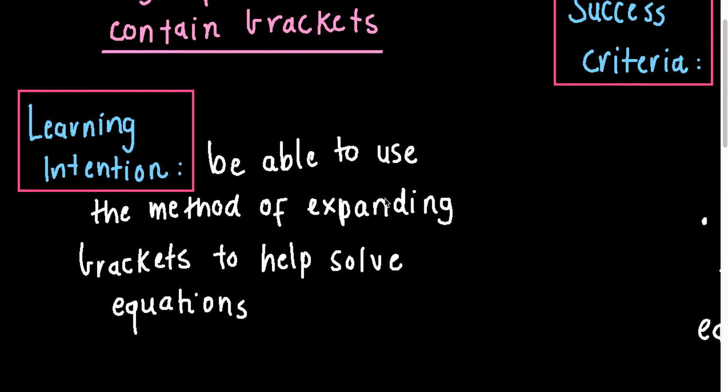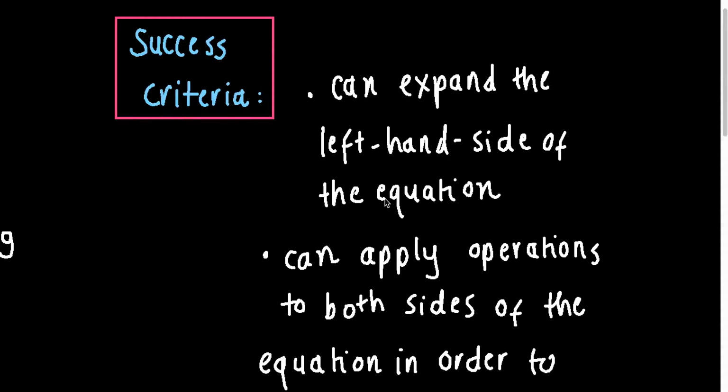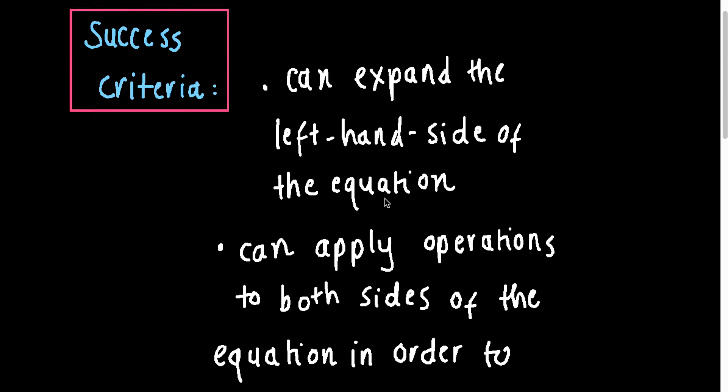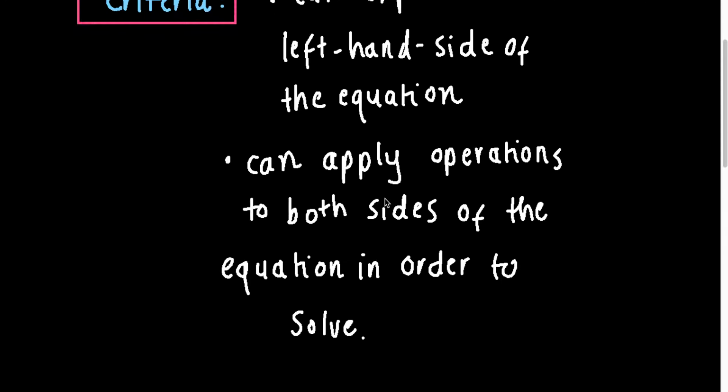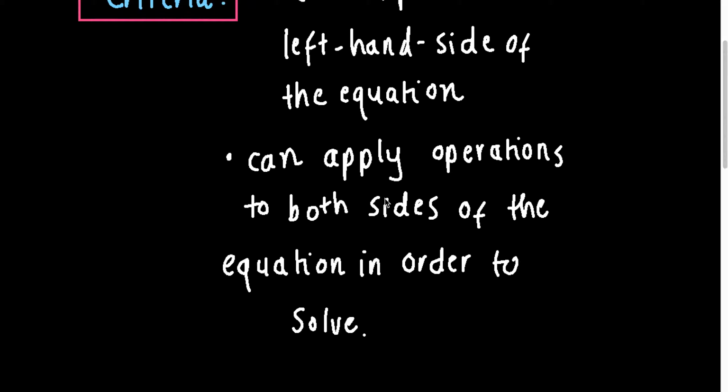The intention, of course, is just that, but the success criteria, some of the things I'm going to be asking you to do, is to make sure that you can expand the left-hand side of the equation. You'll see the examples I give have brackets on the left-hand side, so we're going to first expand those brackets. Once we have expanded them, we will then apply the reverse operations that we've been using with our solving work already, and we're going to do that to both sides of the equation as always, in order to solve accurately. So reverse operations: the opposite of multiplication is division, the opposite of addition is subtraction. That's the sort of thing we're talking about.